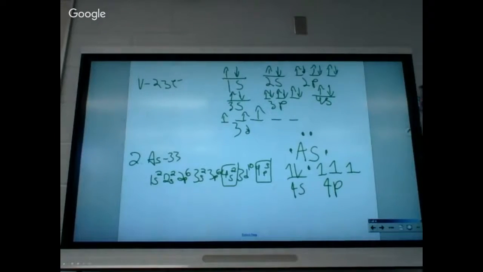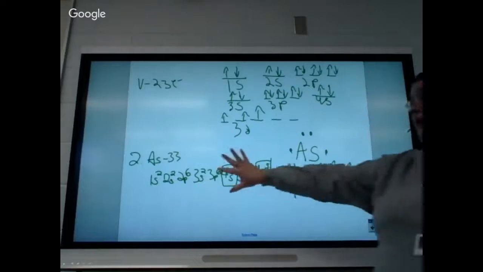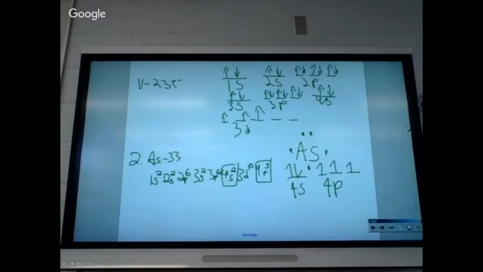All right. So we're good with orbitals. We're good with electrons. And we're good with dots. It's just shorthand we don't know how to do. All right.